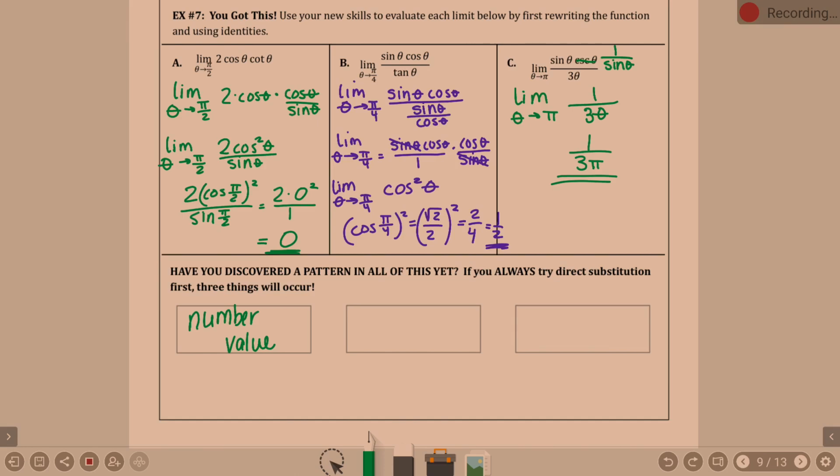Okay. I'm trying to think, have we seen this today? You could get a number over 0. And a number over 0 is one of those where you're not necessarily done. It doesn't just automatically mean undefined. I mean, we got 0 over 0 at one point. Well, 0 over 0 is a different scenario.